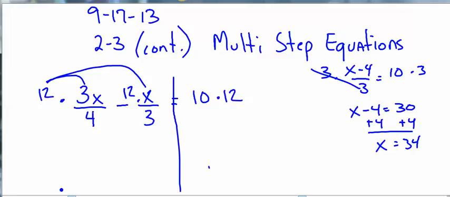So watch what happens. The 4 and the 12, they cross cancel, don't they? 4 goes into itself once, and it goes into 12 3 times. And what's 3 times 3x? 9x. Okay? Minus 3 goes into itself once, and it goes into 12 4 times. And 4 times x is 4x. 10 times 12 is 120.